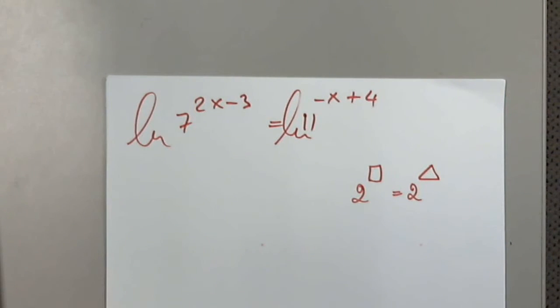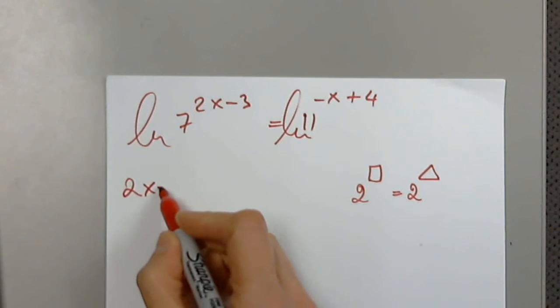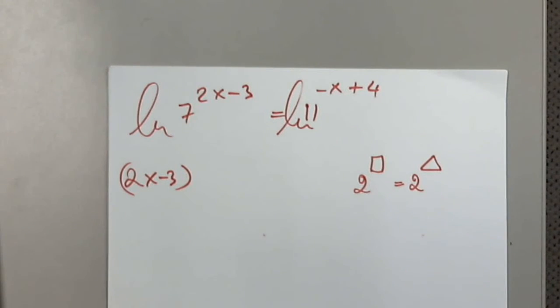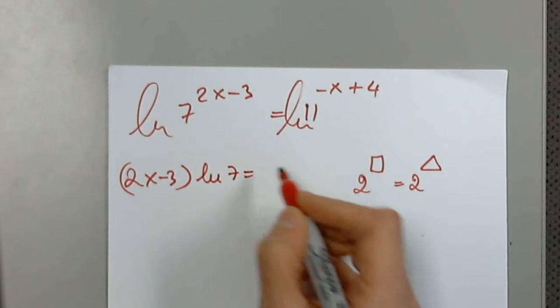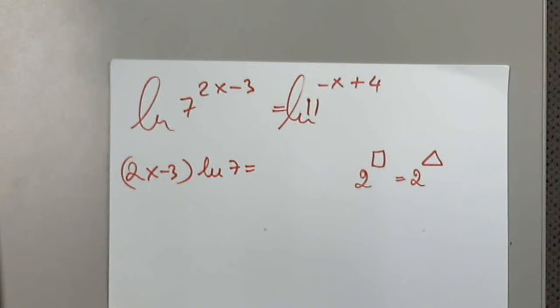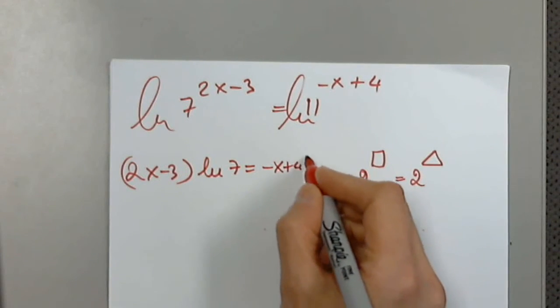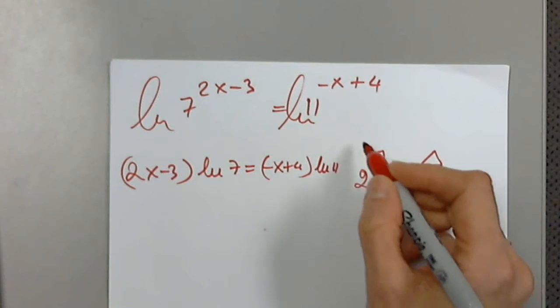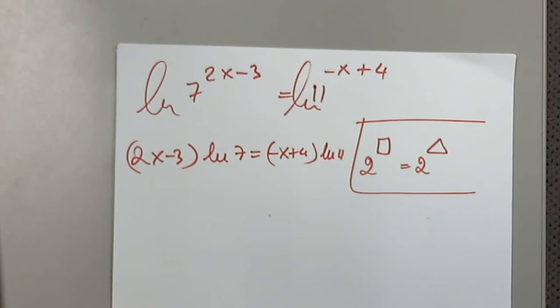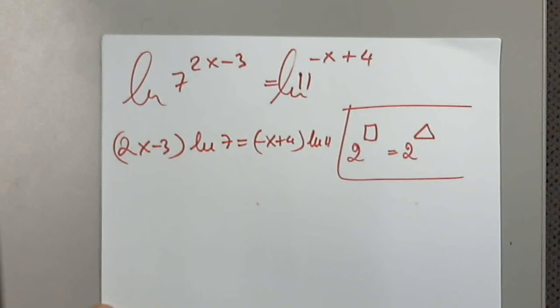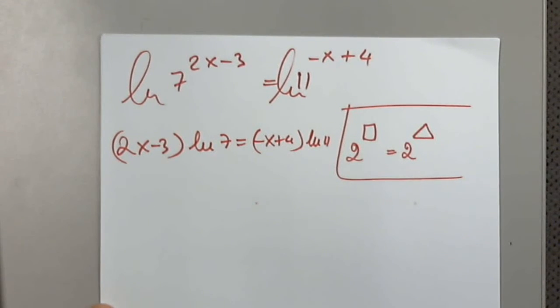So then, how do I continue here? What is the next step? Natural log of 2x minus 3, in parentheses, equals natural log of negative x plus 4 times natural log of 11. Perfect. Then divide by, combine.